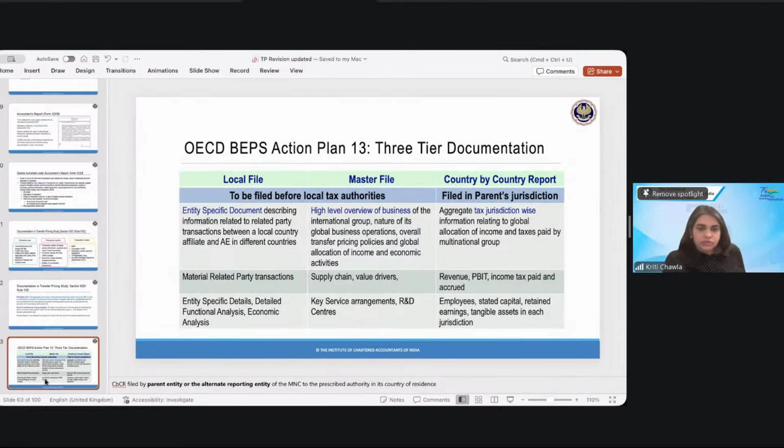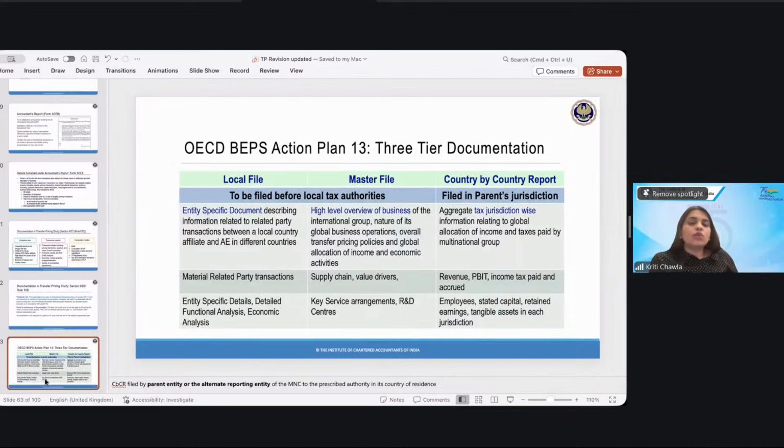Now, after this, OECD came up with Action Plan 13, OECD BEPS Action Plan 13, which is the three-tier documentation structure. The OECD said that you need to maintain a three-tier documentation structure for the purposes of transfer pricing. The three-tier documentation structure involves, there should be a local file, there should be a master file, and then there should be a CBCR. The local file and the master file are to be filed before local tax authorities.